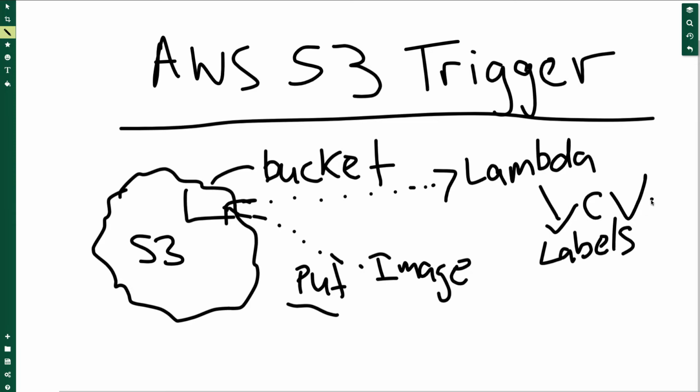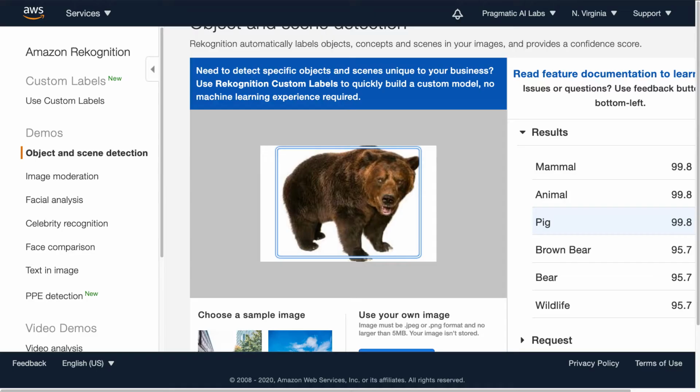Inside of there, we have a computer vision service called AWS Rekognition that will generate the label. So if it's a lion, it'll find a label called lion. If it's a bear, it'll find a bear. So this is a very common computer vision workflow. So let's go ahead and take a look at how Rekognition works.